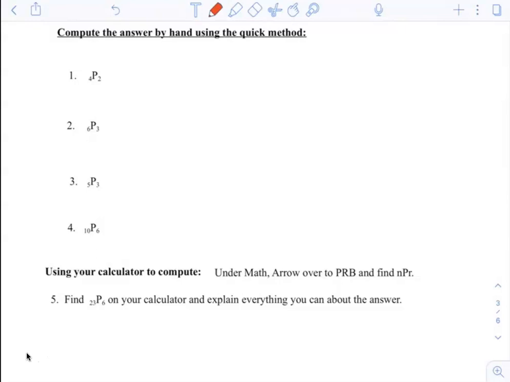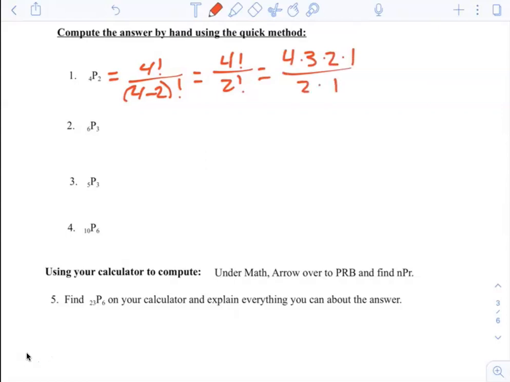So 4P2 is going to be equal to 4 factorial over 4 minus 2 factorial. So that's 4 factorial over 2 factorial. Well, that's 4 times 3 times 2 times 1 over 2 times 1. But these two things are the same, so they can cancel, which means I'm left with 12, 4 times 3. Okay, let's do one more of them.